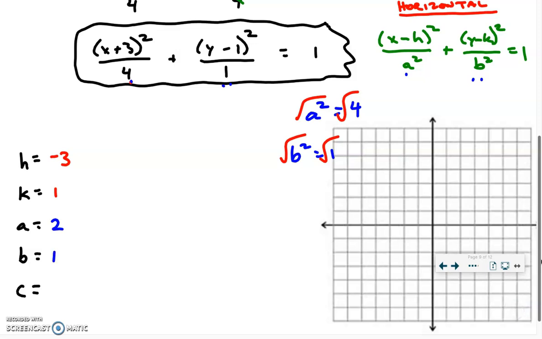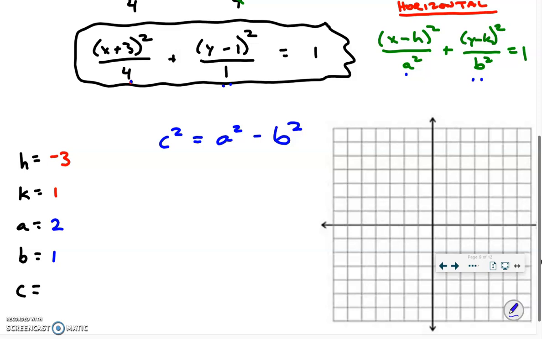Now, as we're looking up there, C is not going to come from the standard form of the equation. What we knew is that C squared is equal to A squared minus B squared. By knowing this, we can say that C squared is equal to, we know A squared, the larger denominator, is 4. We know B squared, the smaller denominator, is 1. And as we do the math here, C squared is equal to 4 minus 1, which is 3. Square rooting both sides, we can see that C is the square root of 3.